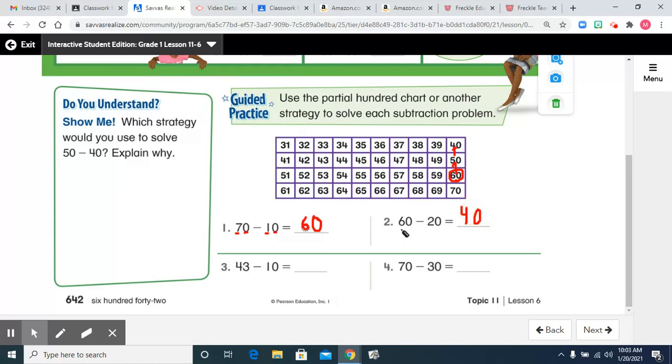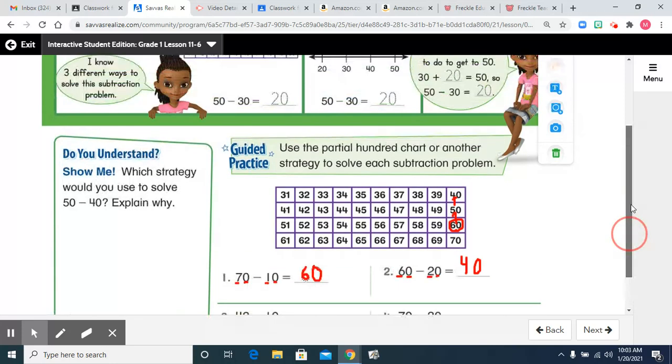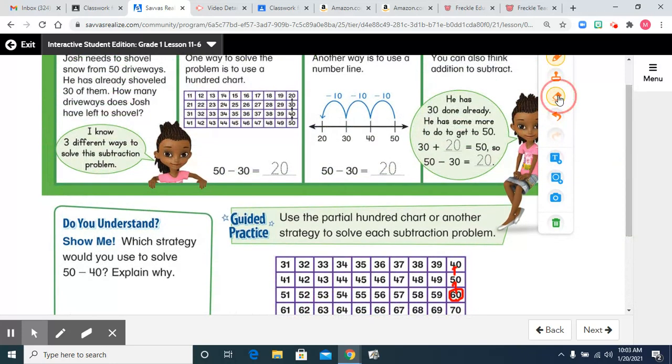If we do the tens and the ones place, 6 tens minus 2 tens equals 4 tens, and 0 minus 0 equals 0. So that's another way to get 40. Okay, try number 3 and number 4 by yourself, and then we'll go through it here in a minute.